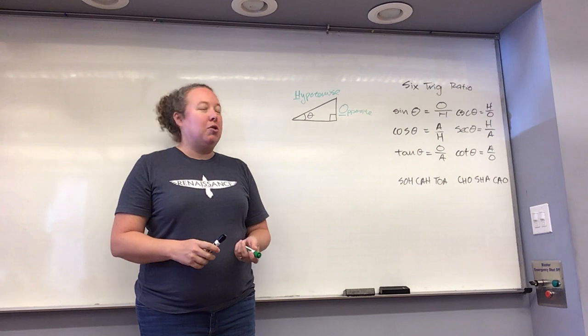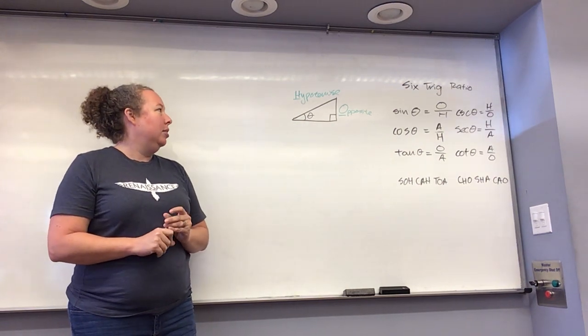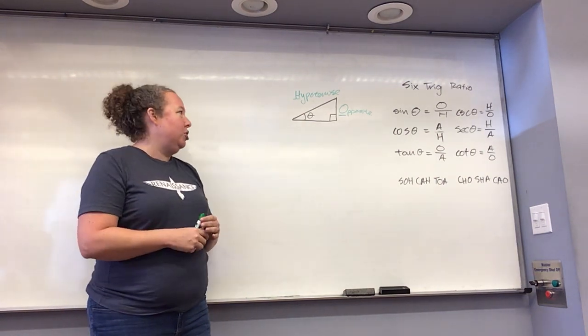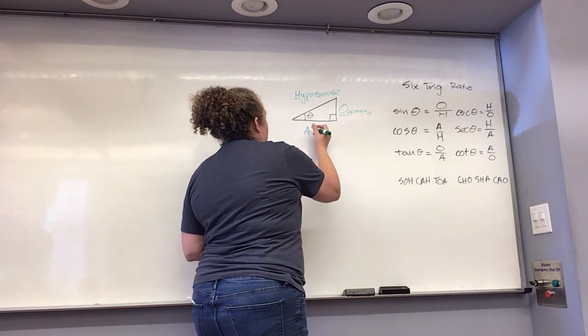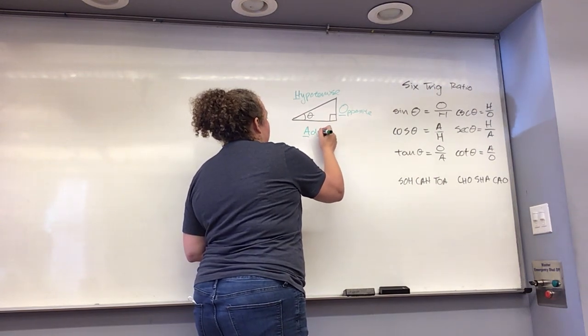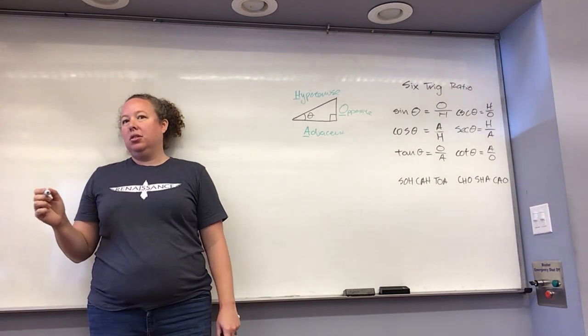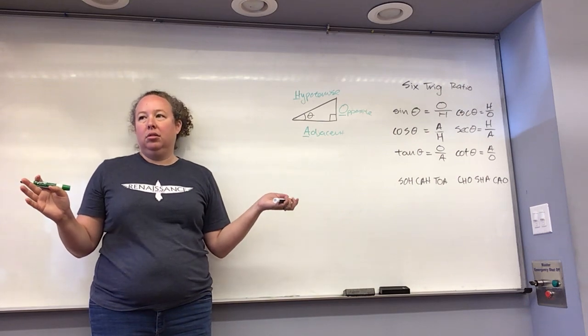So we've got SOHCAHTOA and CHOSHAKOW, and these are our 6 trigonometric functions. Although as I'm seeing, we heard the word adjacent over and over again. Well, there's only one side left on the triangle. And what's the definition of adjacent? Next to. And so this is the side that's next to theta.